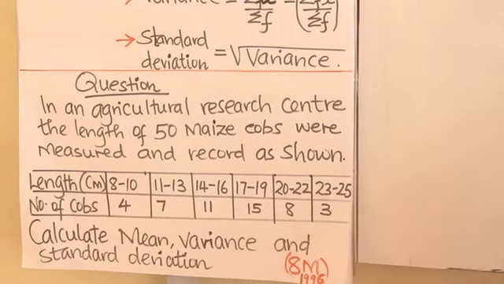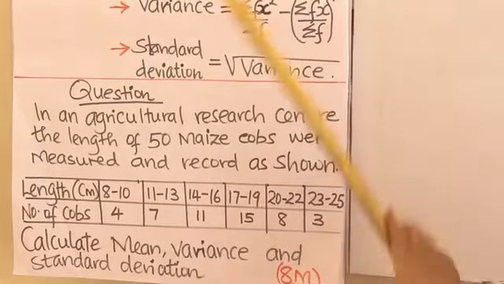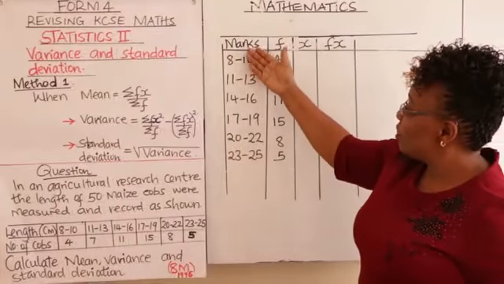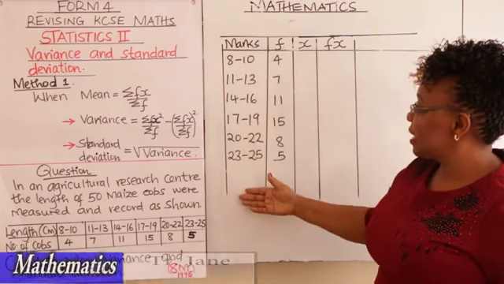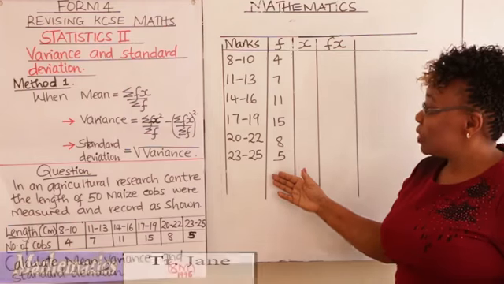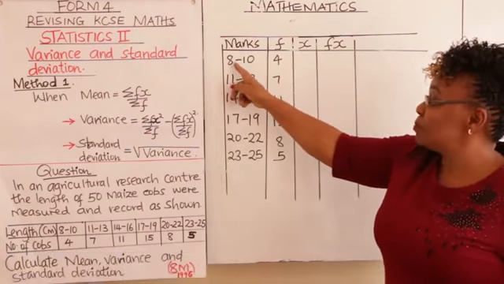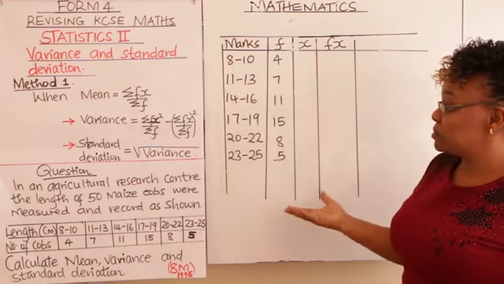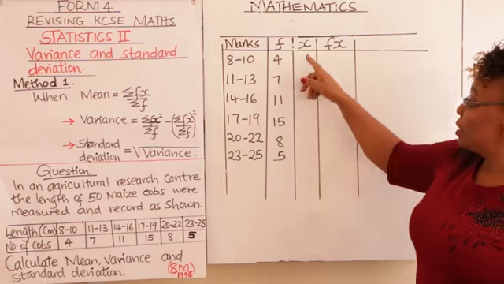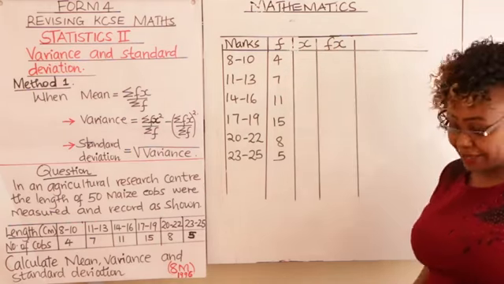For us to work out that, we need to put down a table. Therefore, let us draw the table. With this table, learner, you have a column for marks in classes, and you have the frequency, that is your number of cobs. You put a column for x, x referring to the midpoints, because we want the mean, and then we get another column for fx where you multiply f times x.